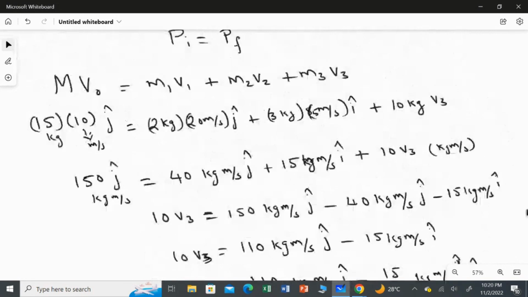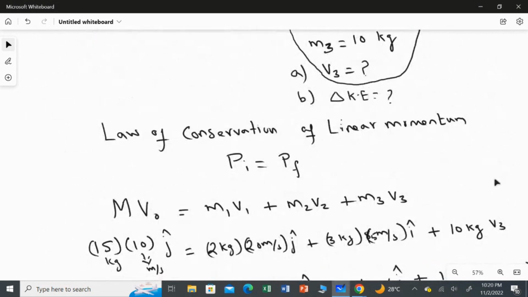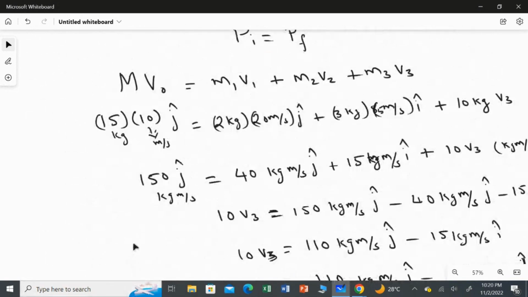Now we have one more question, which is: what is the change in kinetic energy? That means total initial is equal to final. We already studied the concept of kinetic energy with momentum. Am I right?